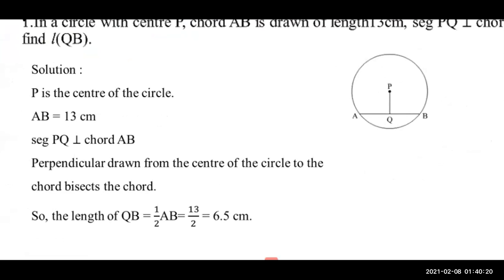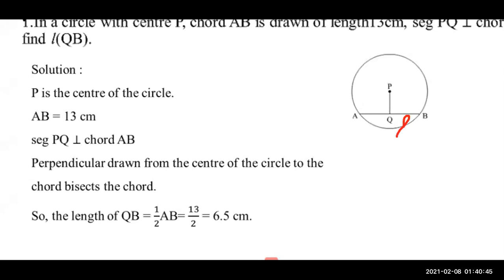Now you can see the diagram. In a circle, P is the center, AB is our chord, and PQ is perpendicular to chord AB, whatever is given in the question. Now what you have to find out? You have to find out the value of QB. What is the value of QB?